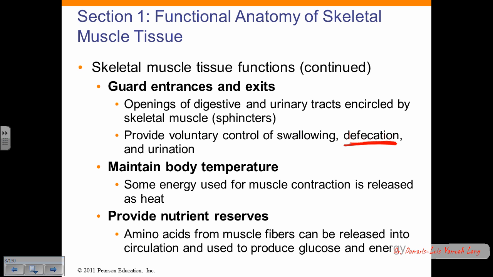So the internal sphincter will actually relax when it senses poop in there. That's why when you have diarrhea, it will relax on you. And then you are trying to close with the external and it's not closing, so you better run to the back. So although they are both sphincters, one is skeletal muscle, one is smooth. So they guard entrances and exits, some parts of them.